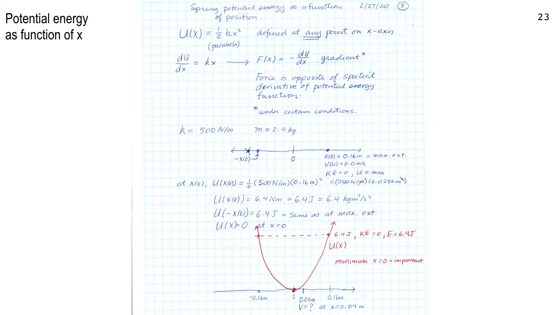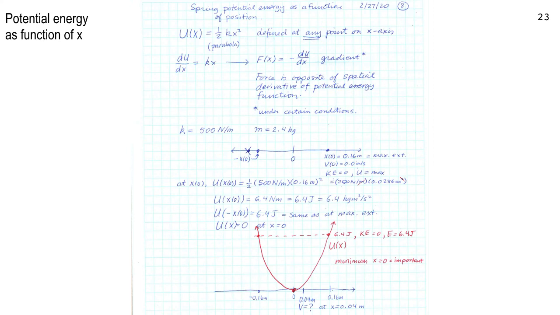And that's equal to joules. 6.4 joules. And that's also equal to 6.4 kilogram meter squared per second squared. So all three of those are handy for working on problems. Now this is maximum extension. So let's make a note here, max extension.